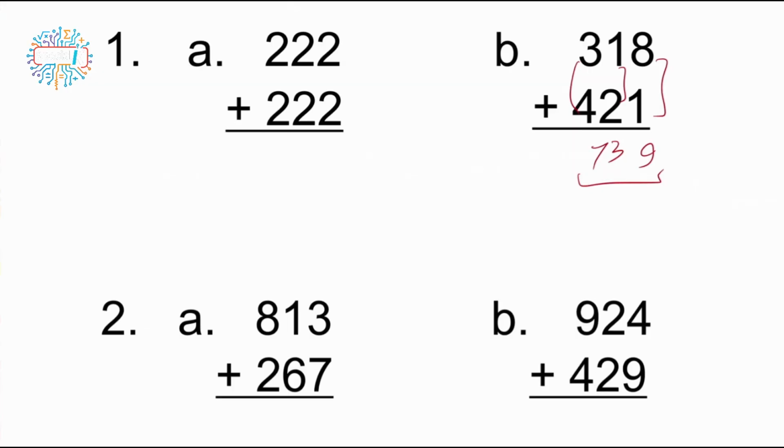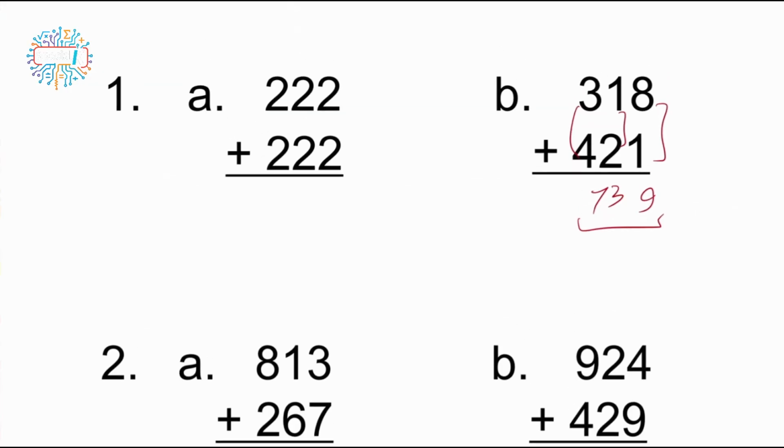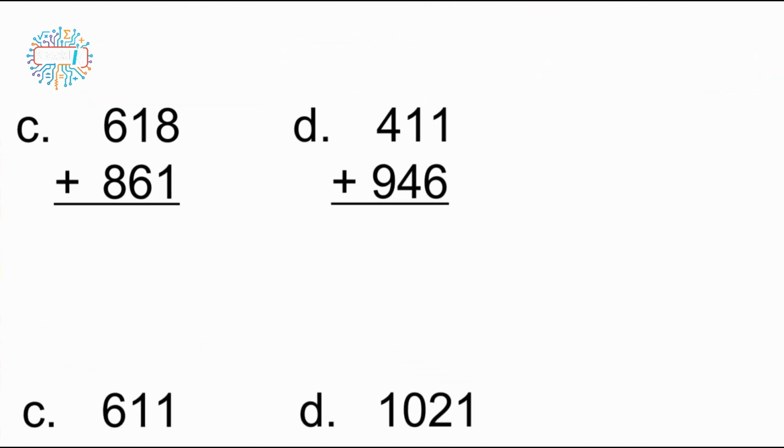For the next one, I do have two numbers, 222 plus another 222. Or I can consider this one as 222 multiplied by 2. We are going to talk about it, but this is the definition of multiplication. I do have 4, 4, 4. Easy.